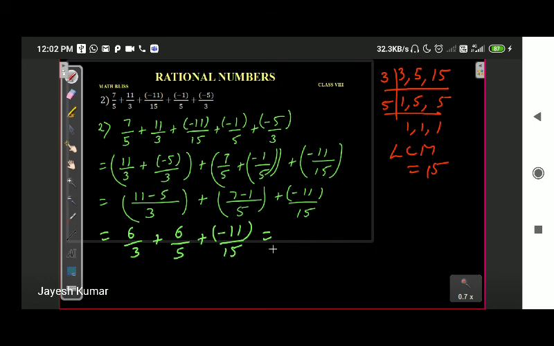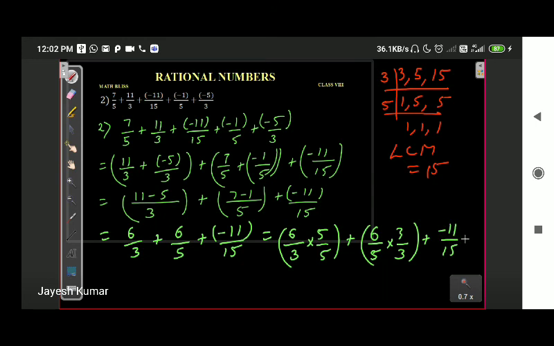So we take the LCM and we multiply the numerator with suitable numbers. For the first term, we have to multiply it with 5. This will be 6 upon 3 into 5 upon 5. For the second term, we will have to multiply it with 3: 6 upon 5 into 3 upon 3. For the third term, we multiply it with 1, nothing to be multiplied. The denominator is already 15, so the common denominator here will be 15.